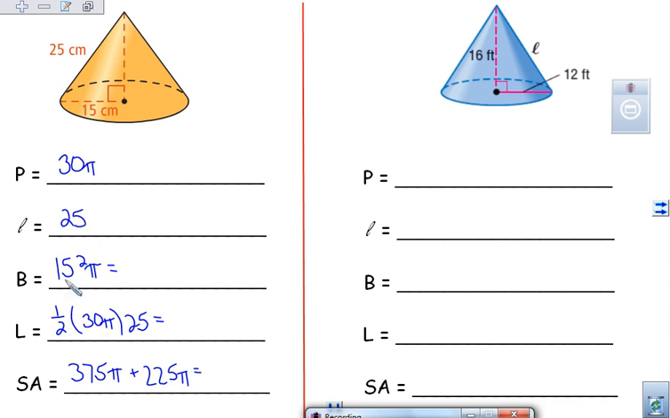The area of the base will be radius squared times pi, which gives us 225 pi. The lateral area is 1/2 the perimeter times the slant height. So 1/2 30 pi times 25 gives us 375 pi. So then we have our lateral area plus the area of the base, which gives us 600 pi. And our label would be square centimeters.